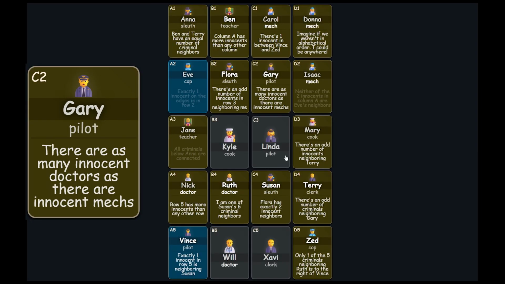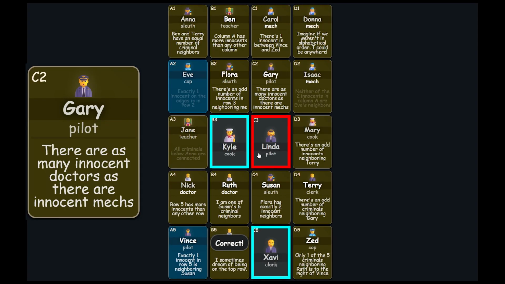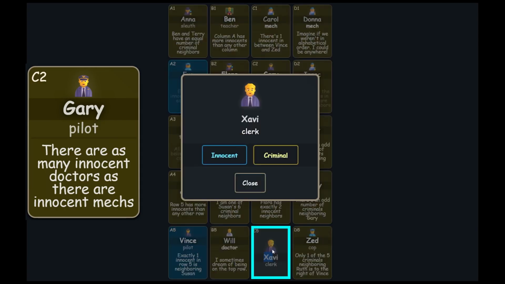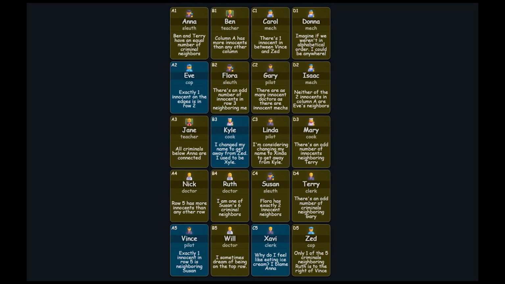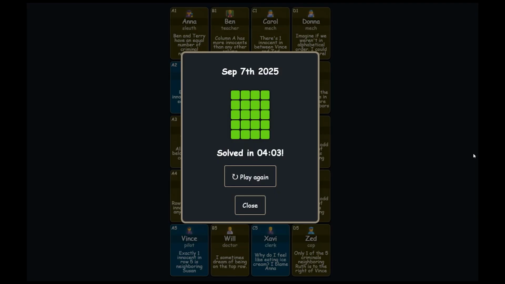Here's our final clue. There are as many innocent doctors as there are innocent mechs. There are no innocent mechs on the board, so all the doctors must be criminals as well. Mark Will and Linda as criminals, and Kyle and Xavier as innocent. And that finishes today's puzzle, solved in 4 minutes and 3 seconds.